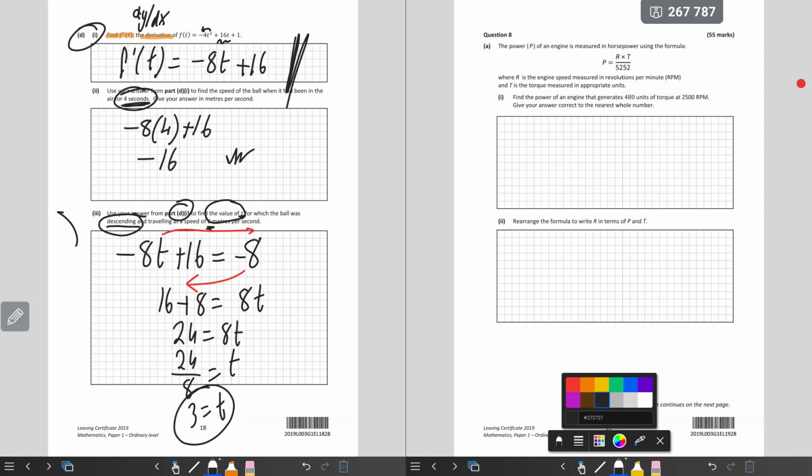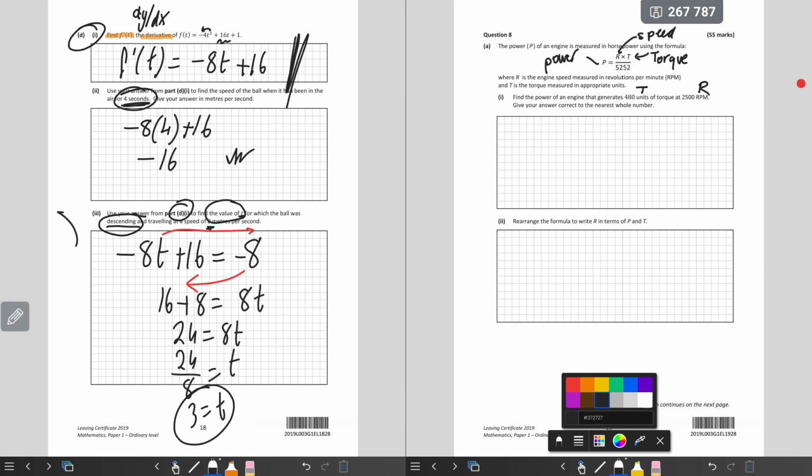So the power of an engine is measured in horsepower, using this formula, where R is the engine speed in revs per minute, and T is the torque. Means nothing to me. But sometimes when you have them labelled, it makes things a bit easier. Find the power of the engine. So find the P that generates 480 units of torque. There's my T. 2,500 RPM. My R. Give your answer to the nearest whole number.